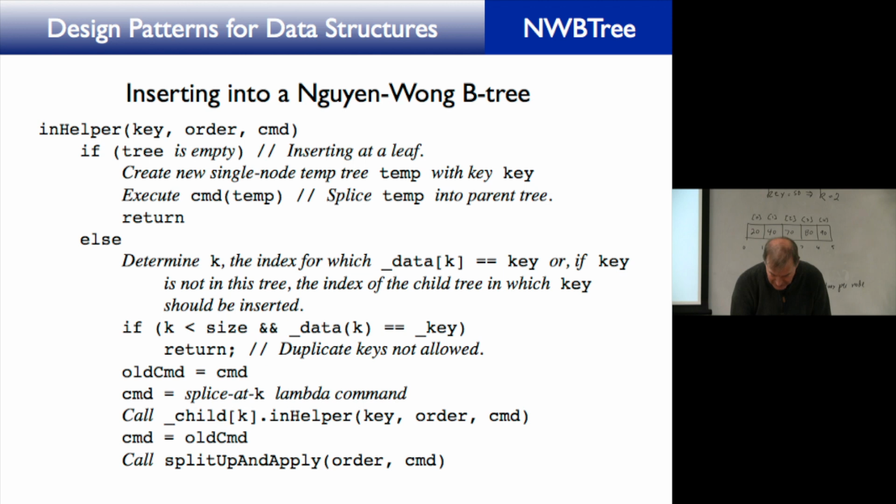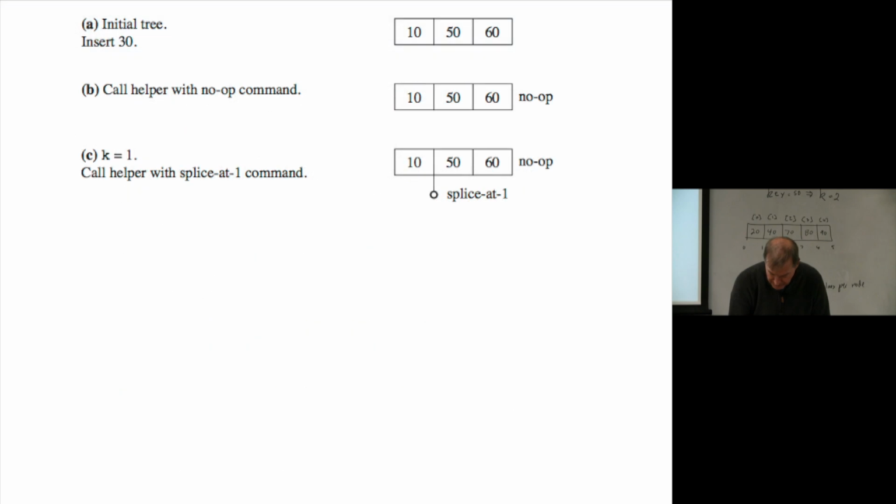Child sub what? 1. No, I thought K was... oh yes, K is 1. Okay, so we call underscore child sub 1 dot what? In helper, key, order, and what for the command? Splice. Splice at 1. Now let's go back to the top of in helper. Now we got called with splice at 1, in part C of the figure, because K is equal to 1. Are you with me? Okay, so now let's go back to the top.